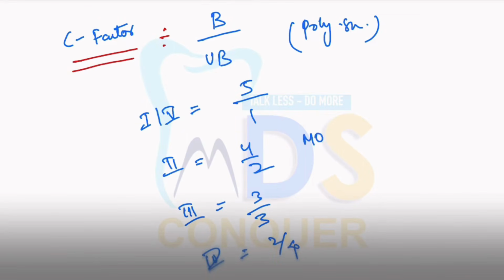There are a few books mentioning MDS, which is 3 by 3, so it's going to be 1. MDS is going to be 1.